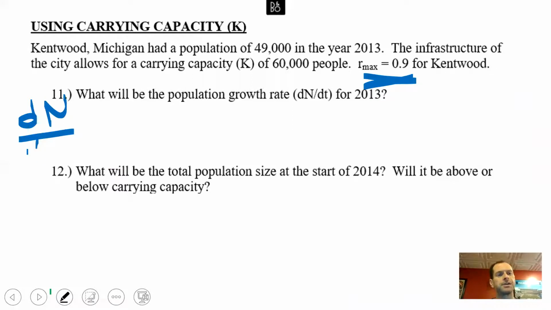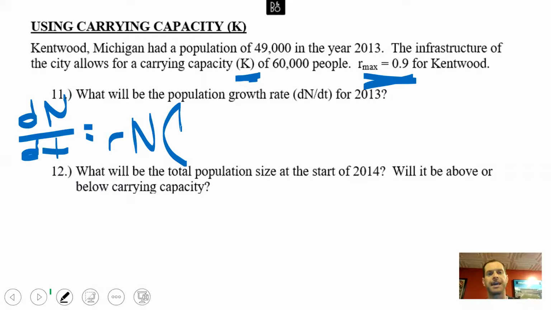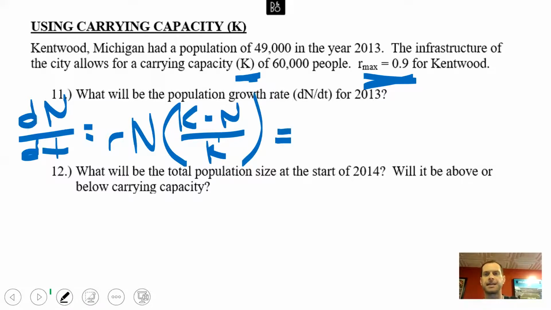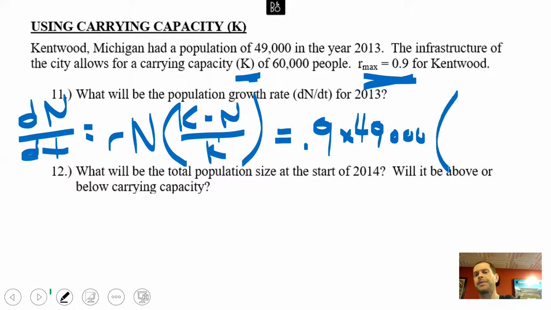So what we're going to do here is a little something different. We're not going to put down just RN, because now if you take a look, what we have is a carrying capacity. So we're going to have to use this K minus N over K. So a lot of people set it up correctly by saying 0.9, and we're multiplying that by the 49,000. And I got to be very careful the way I write. But then the way you set this up is you're going to put down 60,000.